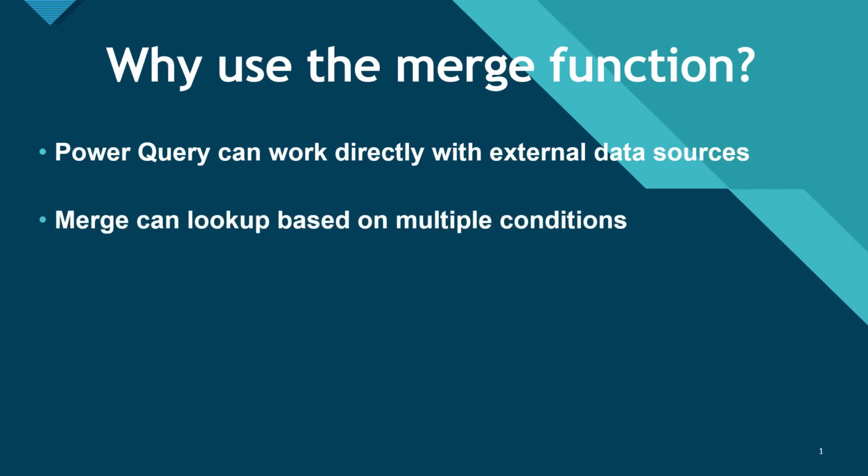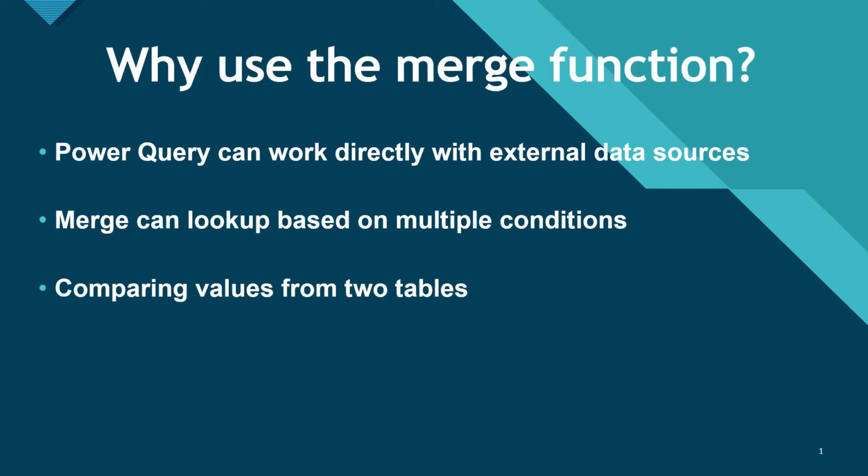Second, Power Query's merge can look up based on multiple conditions. This is something that VLOOKUP cannot do. When there are two tables with two matching columns, but you need a third column from the second table in your first table, the merge function in Power Query would work best.